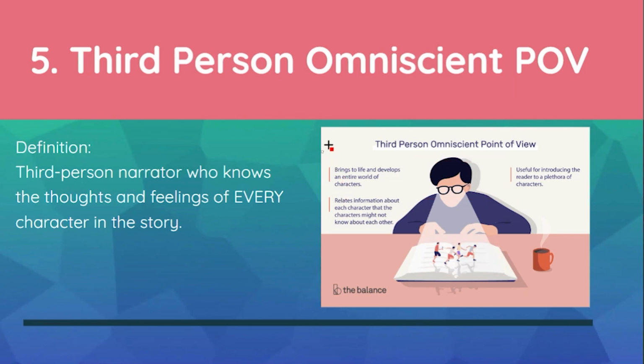It says, brings to life and develops an entire world of characters, relates information about each character that the characters might not even know about each other, and it's useful for introducing the reader to a plethora of characters. If you have a story that has a lot of different characters in it, or a lot of different people involved in the story, it may be told in third-person omniscient point of view.